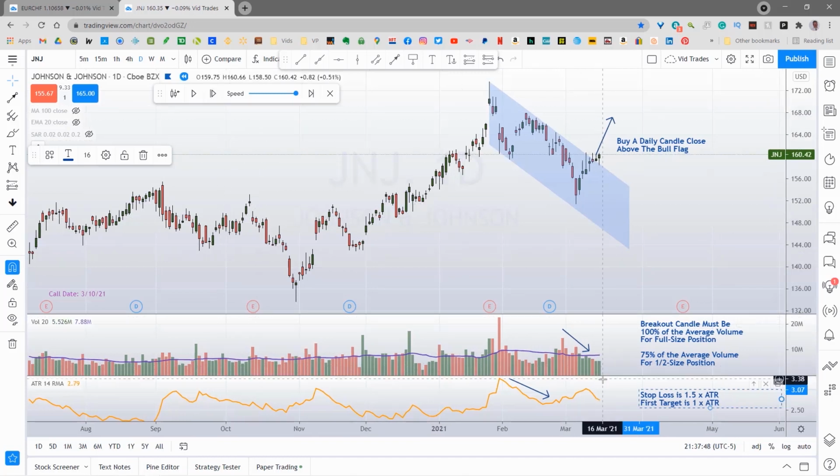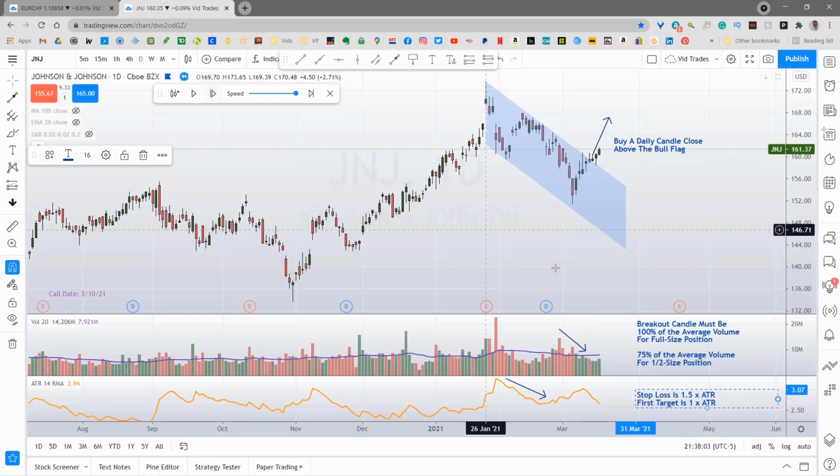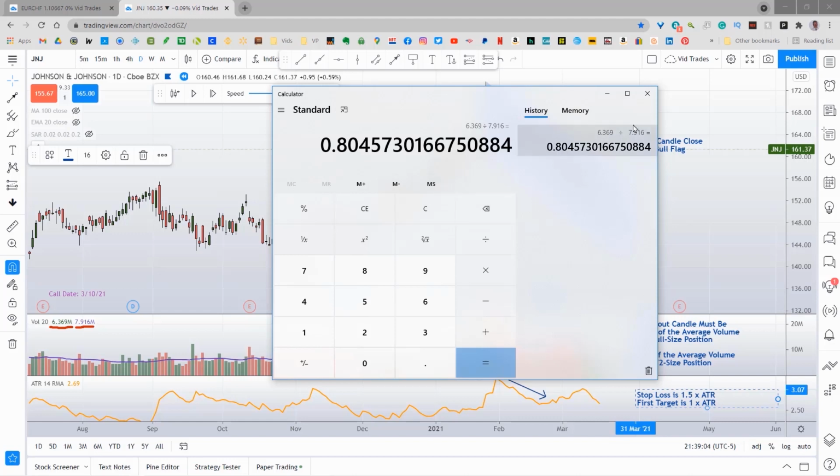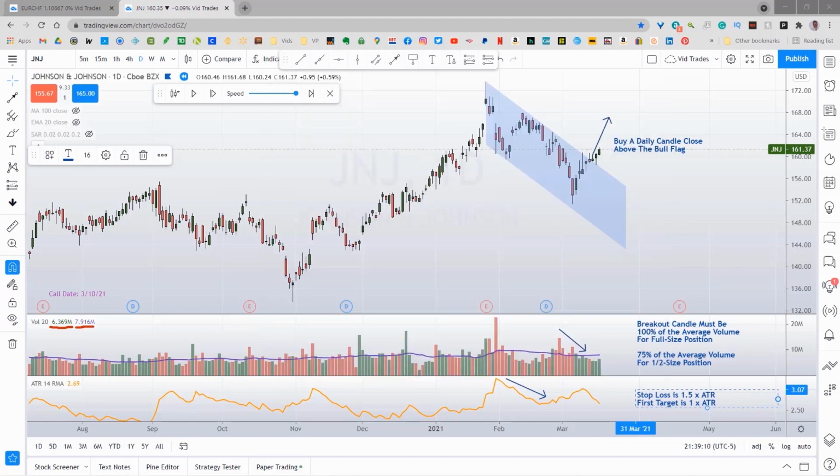The next day, we still did not have sufficient volume on this, so we went to the next day. This time, we had sufficient volume, just barely. Just so you can see how the math is done here, I take this volume right here, 6.369, and divide it by this volume average right here, 7.916. It gives me 0.8 or 0.80 or 80% of the average volume. So that's sufficient for a half size position.